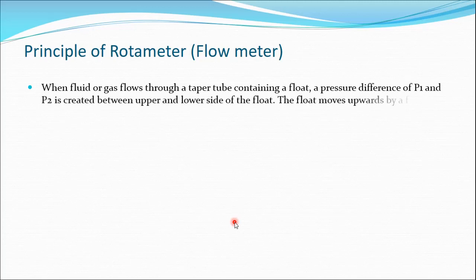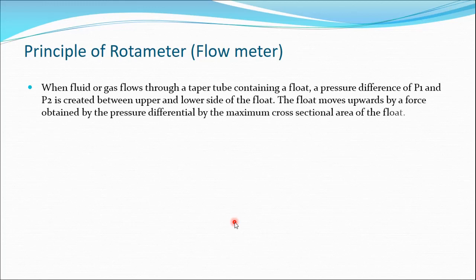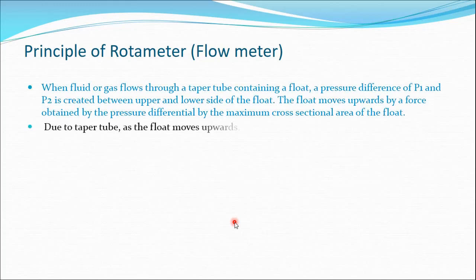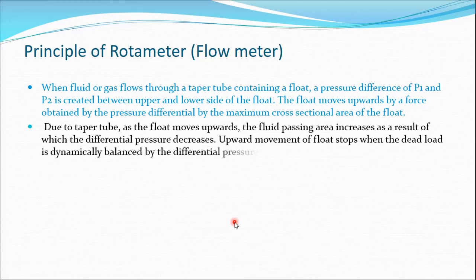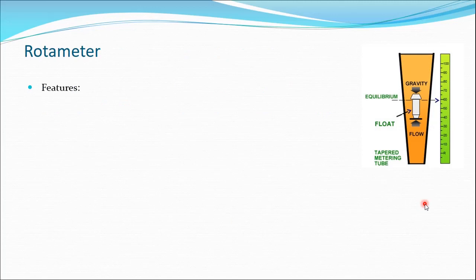When fluid or gas flows through a tapered tube containing a float, as I discussed, a pressure difference of P1 and P2 is created between the upper and lower side of the float. The float will move upward by a force obtained from the pressure differential acting on the maximum cross-sectional area of the float. Due to the tapered tube, as the float moves upwards, the float passing area increases. Here you can see whenever this float moves upward, the fluid passing area is going to increase, and there is a pressure difference that is proportional to the flow rate.